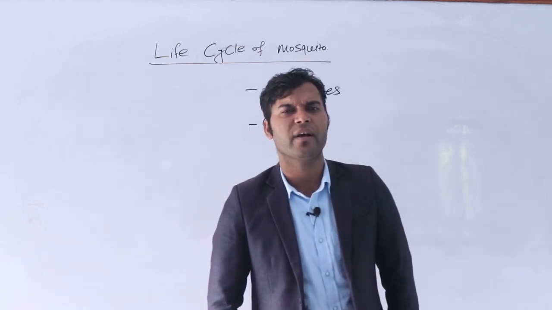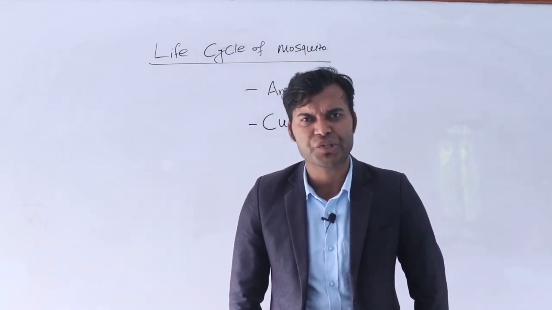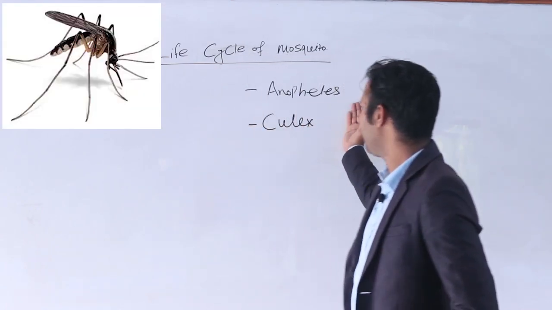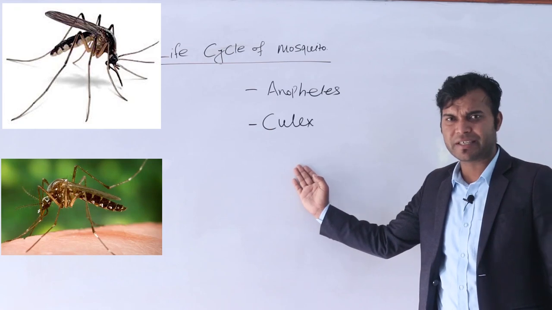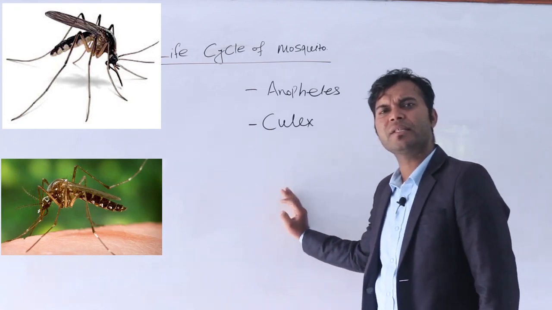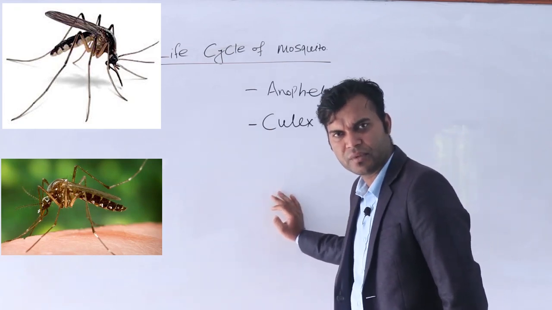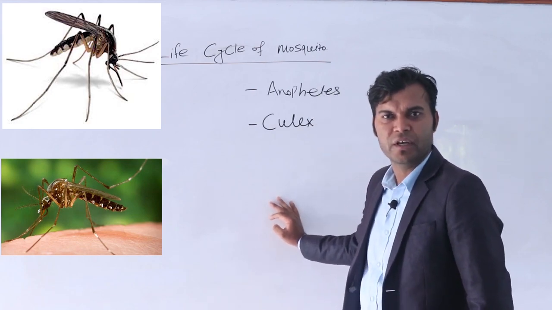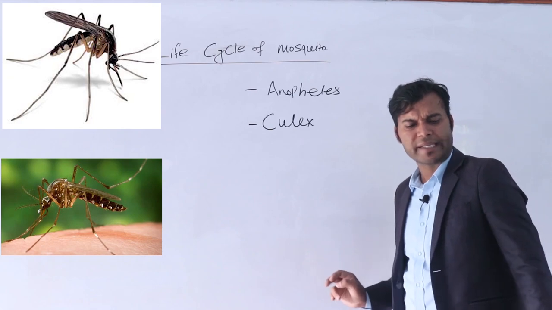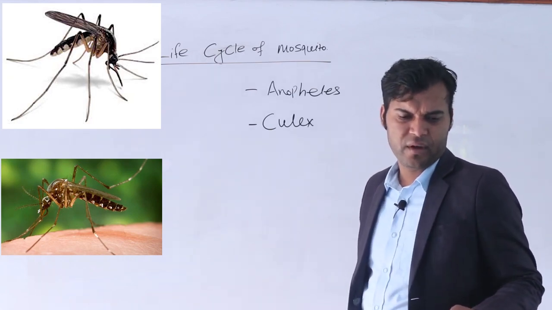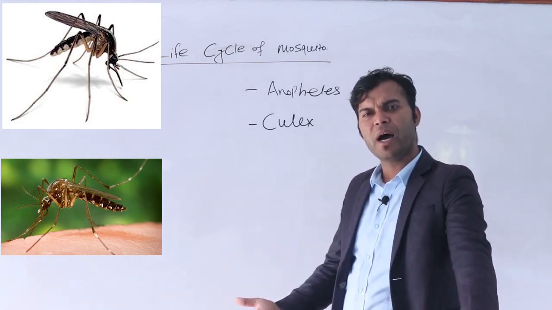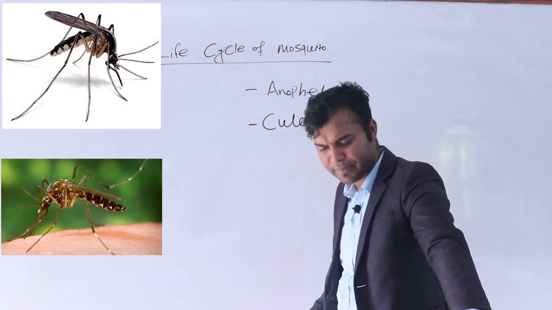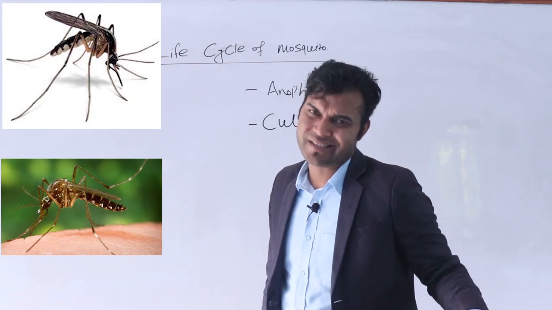There are two types of mosquito. The first one is anopheles and the second one is culex. How do we separate these two types of mosquito? What types of mosquitoes are found in our surroundings? These two types of mosquito are separated in different ways: from the eggs, from the larva, from the pupa and from the adult. They are separated from the different stages.